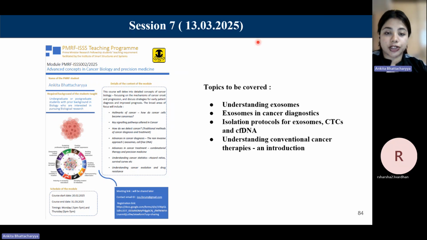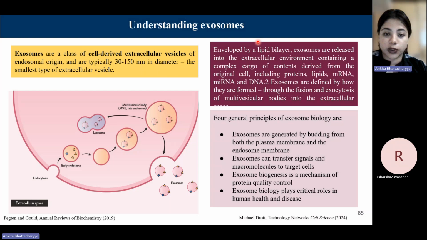To quickly brush up whatever was discussed in the previous class, we first understood what exosomes are. And of course, if you already have attended previous class, you would know that exosomes are basically cell-derived extracellular vesicles, which are endosomal in origin, which means that their membrane or the outer lipid bilayer is derived from endosomes, and the characteristic feature is their dimension, and they are technically the smallest variant of extracellular vesicles.